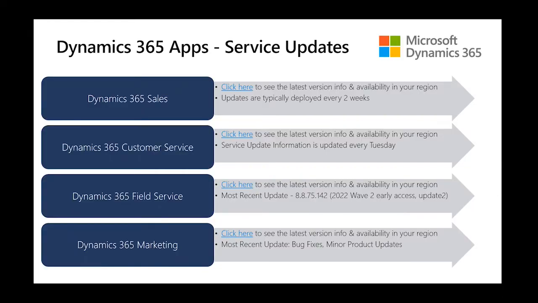Okay, on the Dynamics 365 apps, some service updates there. Each one of these apps also has updates, and depending on what app you're using, it can vary based on the deployment schedule. On Dynamics 365 Sales, typically that's deployed every 2 weeks. You can get more information on the link there. For customer service, typically updated every Tuesday, and then field service and marketing also have various updates. So depending on which app you're using, make sure you're aware of when those updates are coming, and you can drill into those links and get more information on each one of those and what's in each update.